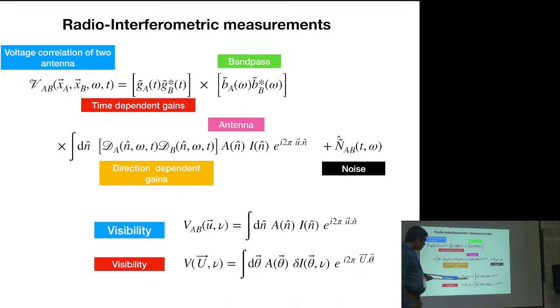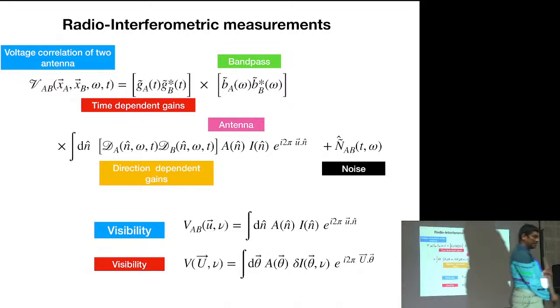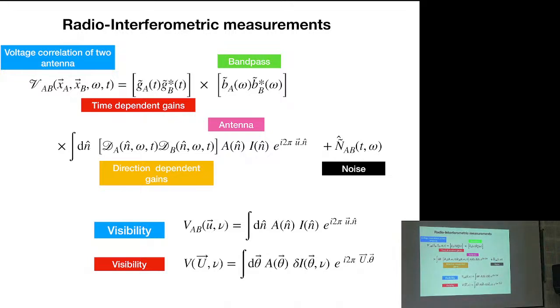So you see that the visibility that we wrote when calculating the power spectrum is, we said, a Fourier transform of delta I(theta) times A(theta), but it is not quite so. So there are caveats there, which one has to take care of while actually finding these things.